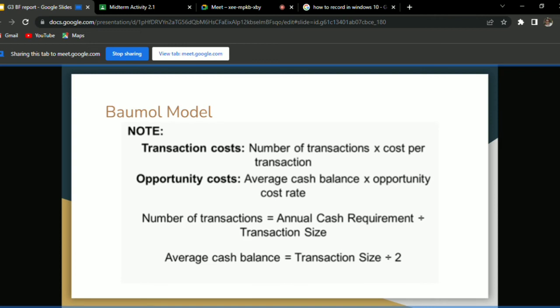Next is the opportunity cost. Average cash balance times opportunity cost rate. So, naa naman tayo opportunity cost rate which is the 12%. Naa na sa given. Tapos, kanang sa average cash balance, ang formula nasa ikaapat nga formula nga wala naka-bold. Which is average cash balance is equal to transaction size divided by 2. I-divide mo og 2 ang transaction size which is 100,000 or 200,000. So, mo-try ta og sample exercises.